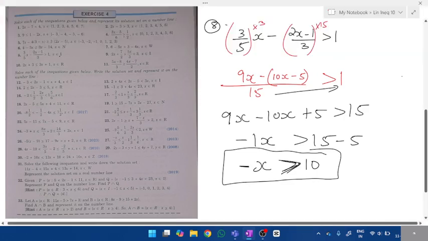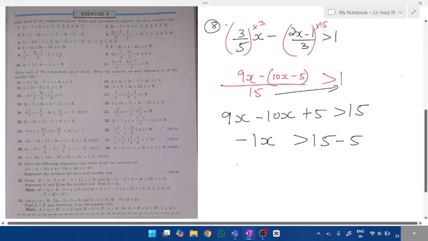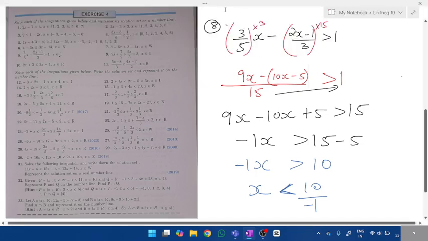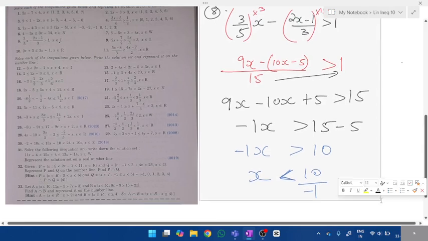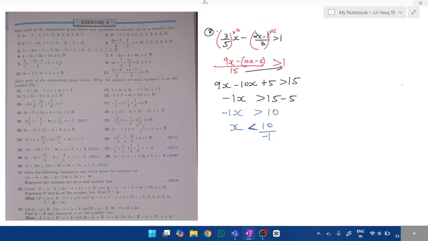Actually, I should have done it here. Minus 1x is given, right? Look here. Minus 1x is greater than 10. Minus 1x should get divided, x divided by minus 1. The greater symbol will convert into less than because we are dividing by minus 1. Therefore, x is lesser than minus 10.